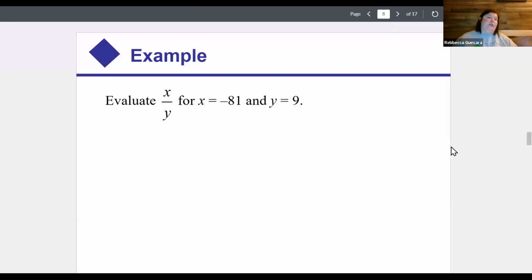So just another example, I have x over y now. We're told that x is negative 81 and that y is now going to be 9. If I simplify this, this should just leave me with negative 9.